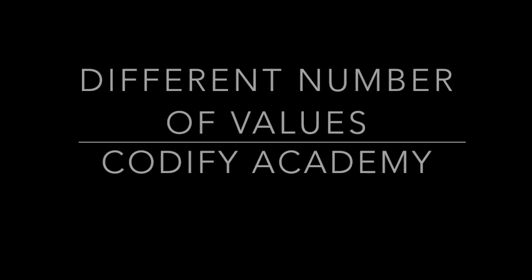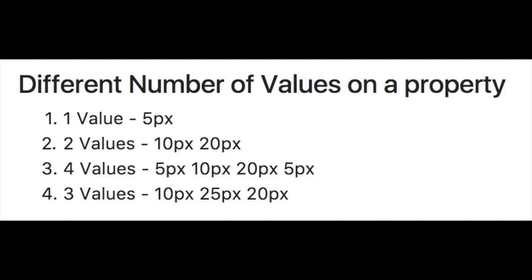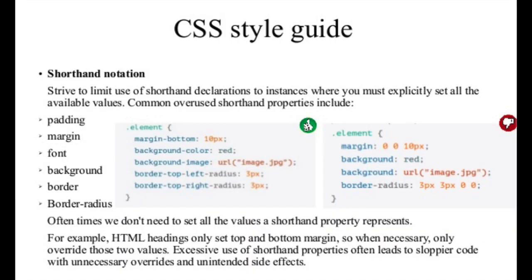In this video, I want to cover what happens when we add a different number of values to some properties, like margin or padding for instance. We can add between 1 and 4 values to some CSS properties and we'll get different results. So the thing we need to try to remember is based on the number of values given, what sides are those numbers actually going to apply on.